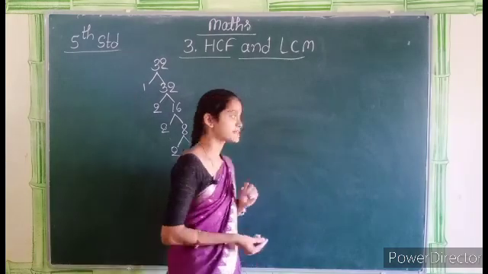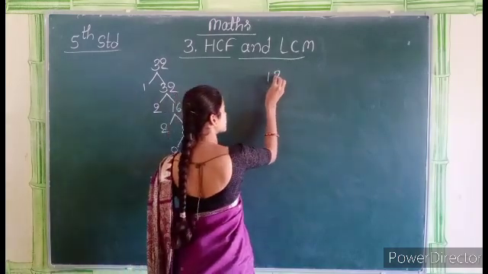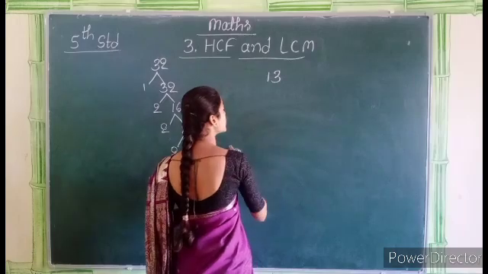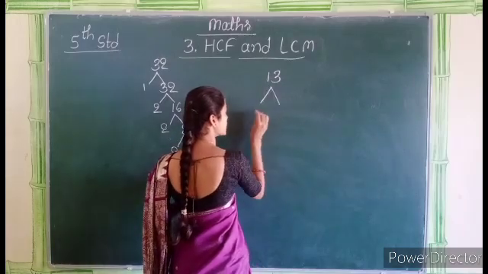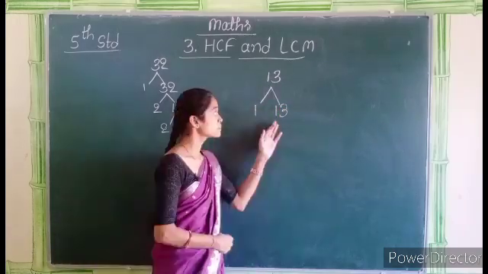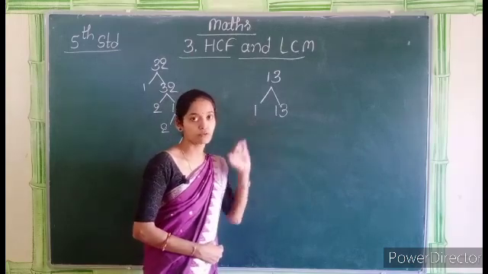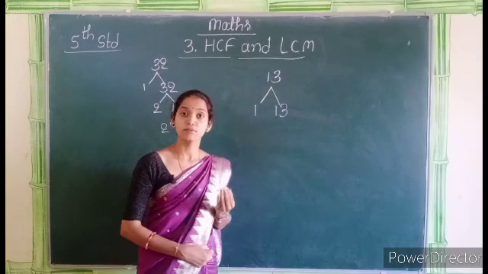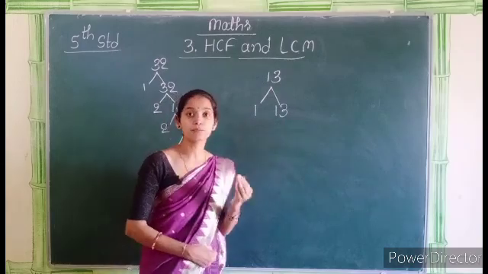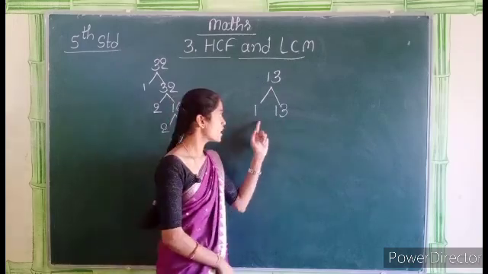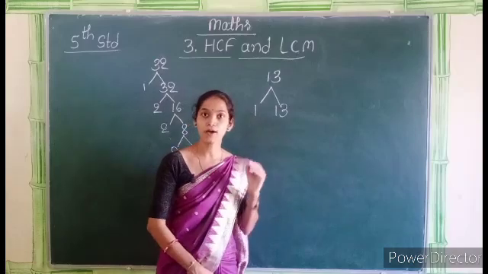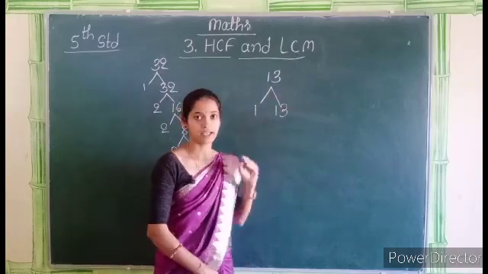Let us see another example, that is 13. Okay, 13 can be expressed as 1 into 13. But it is not possible to split 13 as a pair of factors. Why? Because 13 is a prime number. So 1 and 13 are the factors of 13.